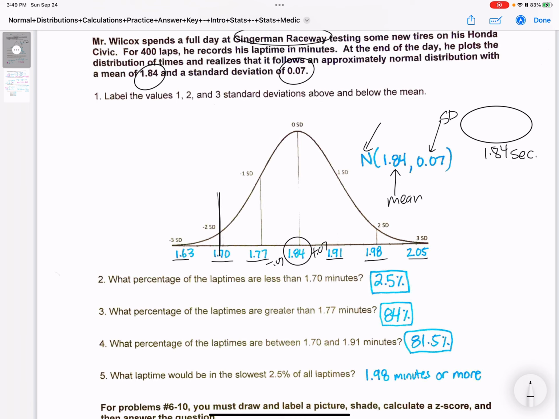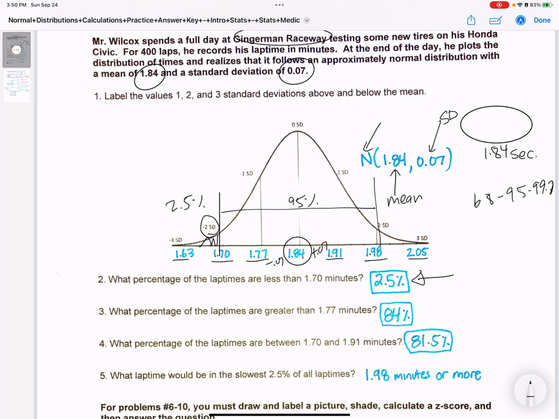Okay, number 2 says what percentage of the lap times are less than 1.7? So 1.7 is right here, and that's 2 standard deviations lower than the mean. Remember, 2 standard deviations is 95%, and so that is going to be 2.5% on each side. That's where the 2.5% comes from. You can do Z-score chart, or you can do your calculator also on this, but it's a little bit easier just to go ahead and use your 68, 95, 99.7, because you don't have to do any math, it's already done.